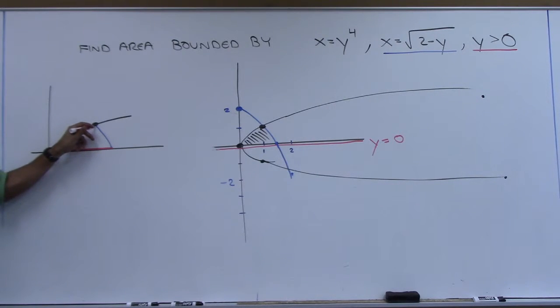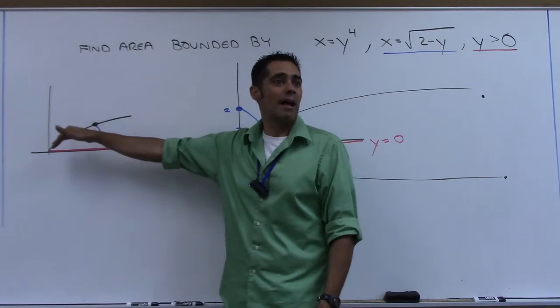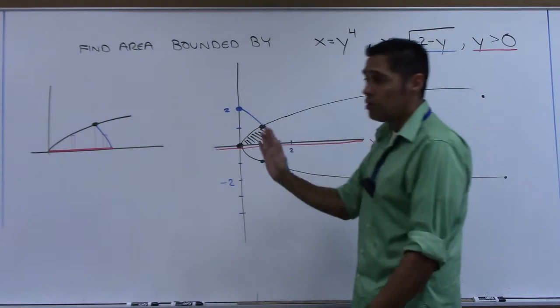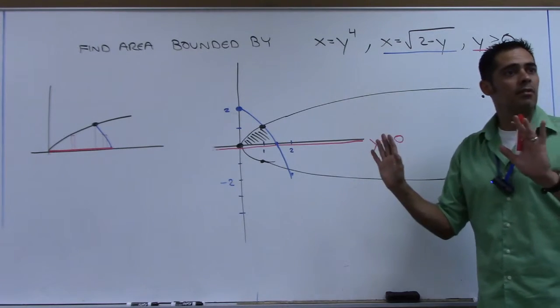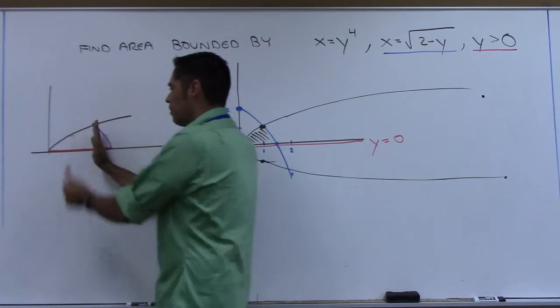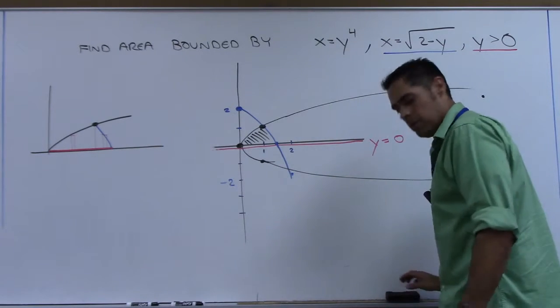But when I get to this point, what would happen? The rectangles on this side change a little bit because now the top function is actually the blue, not the black. Do you agree? Do you see that? So I could do it with vertical rectangles, but I would have to split it into two different integrals. I would have one integral that would take me up to this point, and then a separate integral that would go from that point over. Understand? That's too much work.